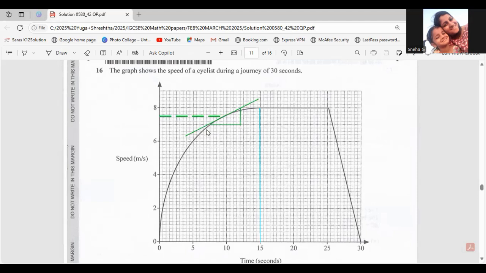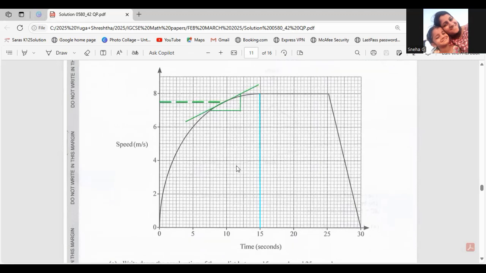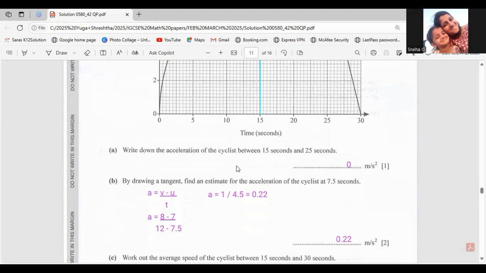So to work out the gradient, what I did was I took any two random points on this tangent, and then the gradient is the difference in y coordinate divided by the difference in x coordinate, which is 8 minus 7 divided by 12 minus 7.5. That is 0.22 as a final answer. So his acceleration was 0.22 meters per second squared.